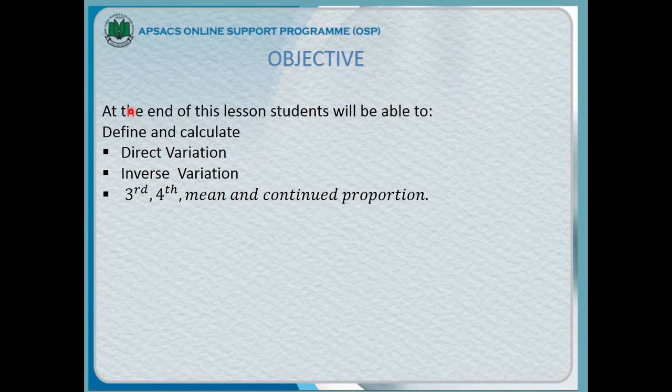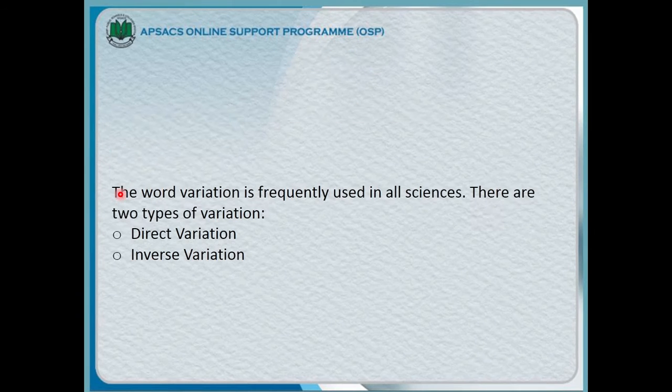At the end of this lesson, students will be able to define and calculate direct variation, inverse variation, third, fourth, mean and continued proportion. The word variation is frequently used in all sciences. There are two types of variation, direct variation and inverse variation.